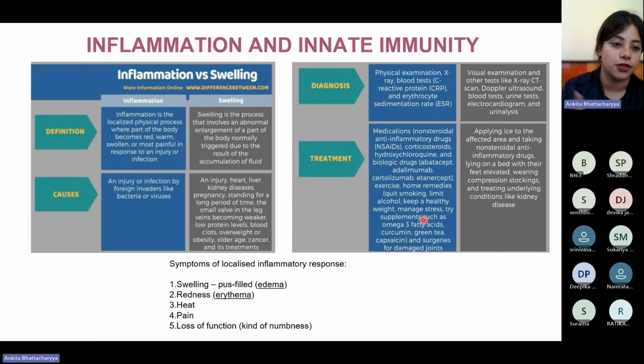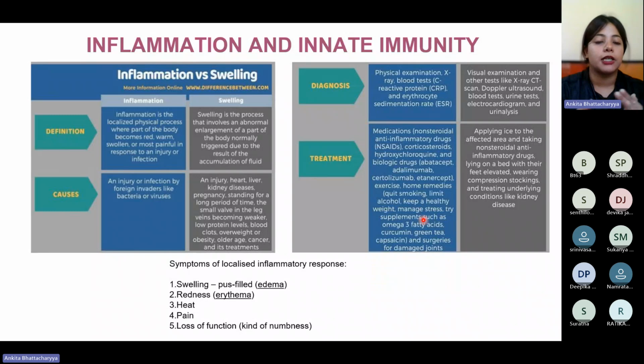They're quite different processes. First of all, inflammation is a localized physical process where part of the body becomes red, warm, swollen, or very painful in response to an injury or infection. On the other hand, swelling is an abnormal enlargement or increase in size of a body part. Normally, that occurs as a result of some accumulation of fluid, mostly because your blood cells have rushed there to repair some process.